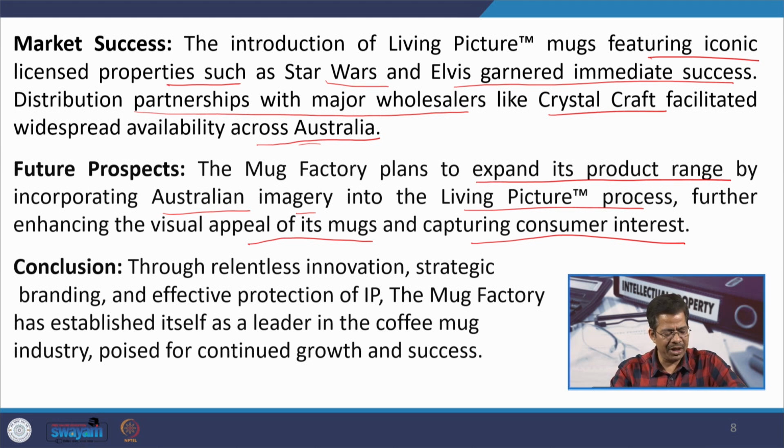So, it is now becoming a very popular case everywhere, and through continuous innovation, strategic branding, and effective protection of IP, the Mug Factory has established itself as a leader in the coffee mug industry, and it is continuously on the path of success and growth. So, it is the appropriate use of IP strategy. They could have gone for patent also, but now in retrospect we can suspect that patent could not be as successful a way of IP protection as trade secret in this particular case.